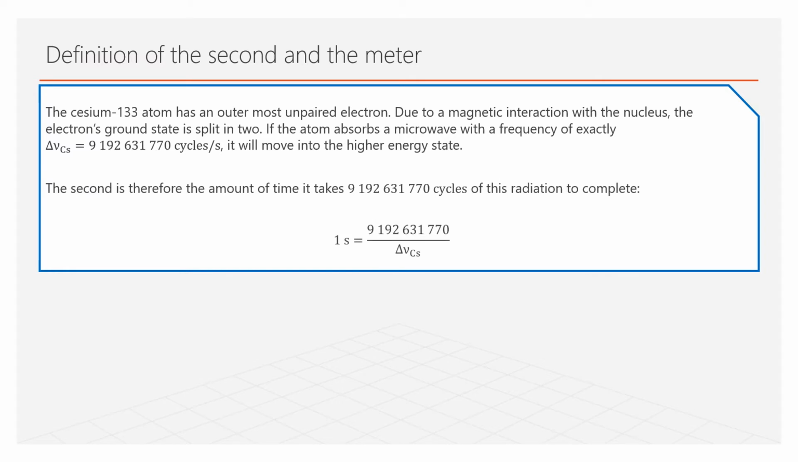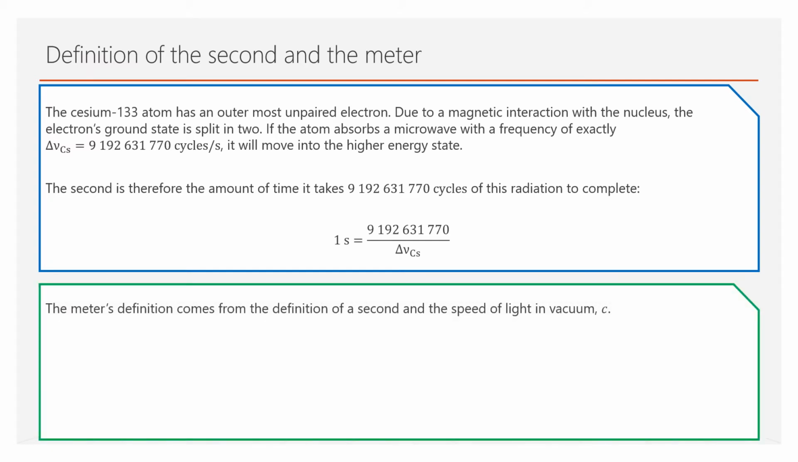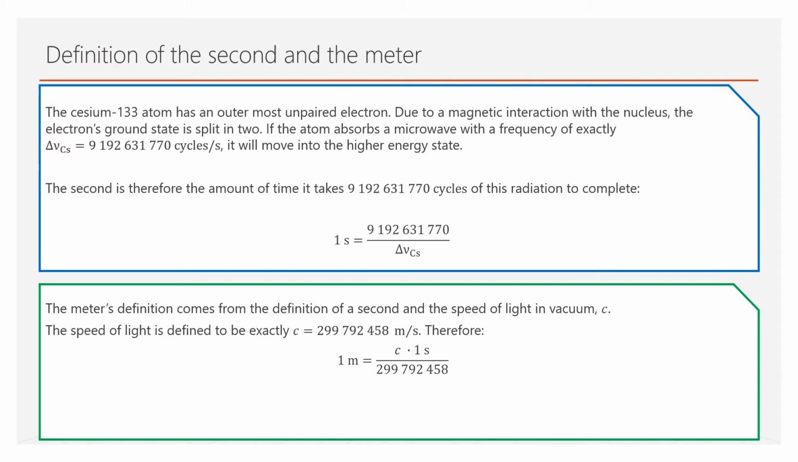The second is therefore the amount of time it takes 9,192,631,770 cycles of this type of radiation to complete. The meter's definition comes from the definition of a second and the speed of light in a vacuum, which is given the symbol c. The speed of light is defined to be exactly 299,792,458 meters per second.